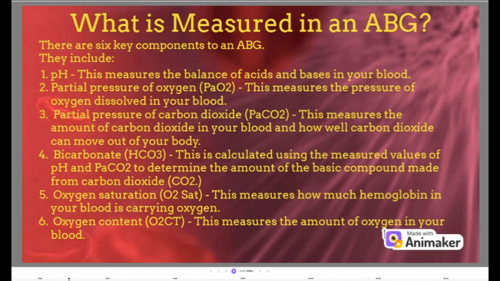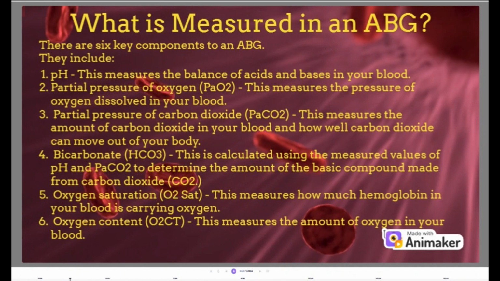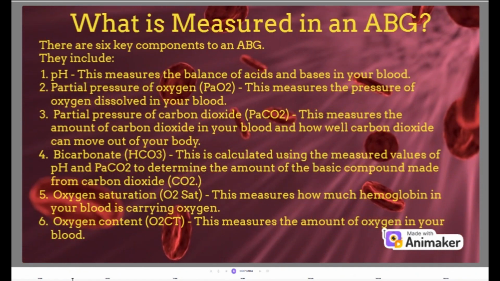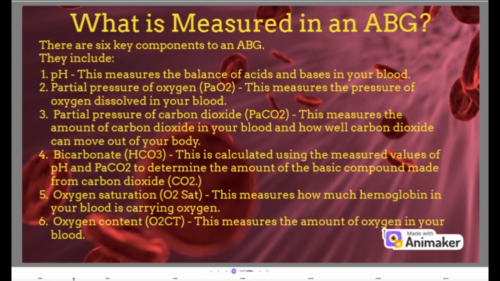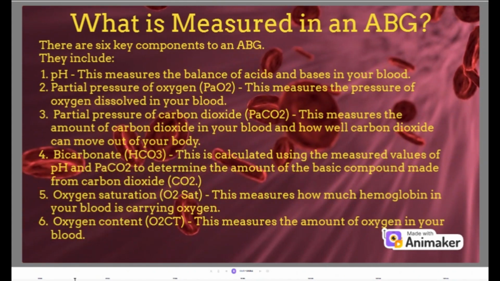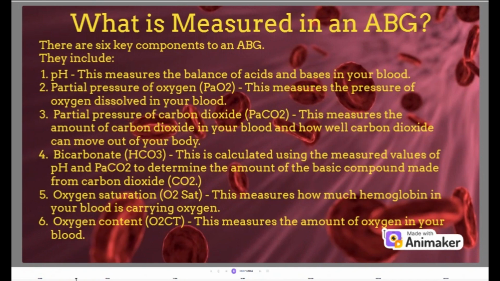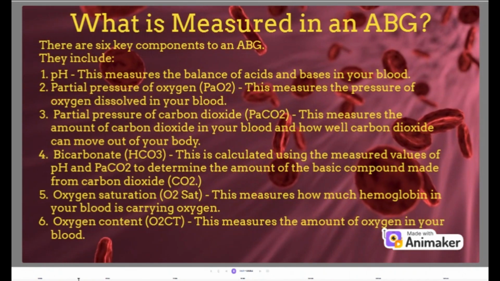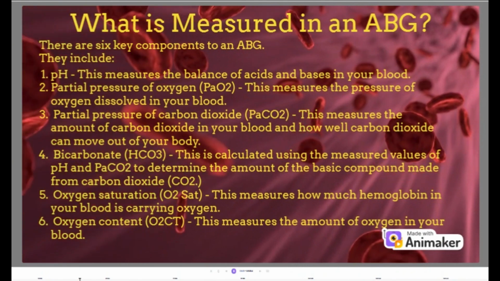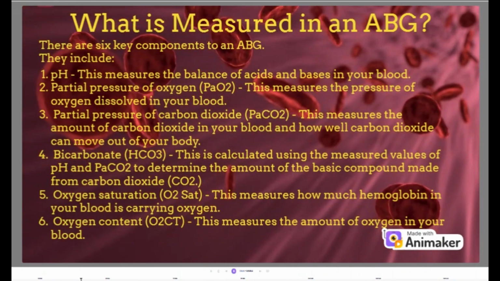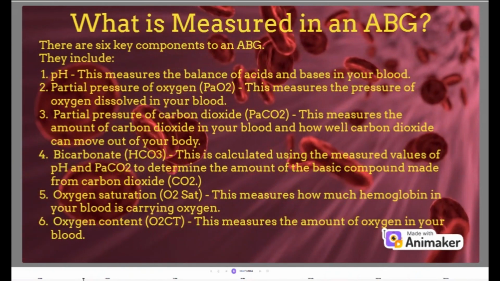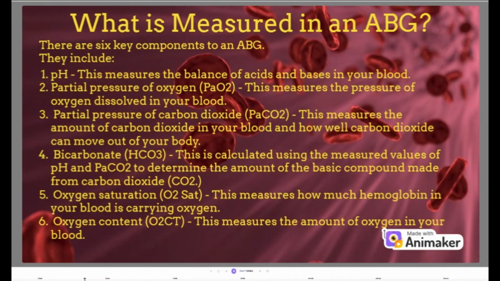What is measured in an ABG? There are 6 key components to an ABG. They include 1. pH. This measures the balance of acids and bases in your blood. 2. Partial pressure of oxygen, PaO2. This measures the pressure of oxygen dissolved in your blood. 3. Partial pressure of carbon dioxide, PaCO2. This measures the amount of carbon dioxide in your blood and how well carbon dioxide can move out of your body.